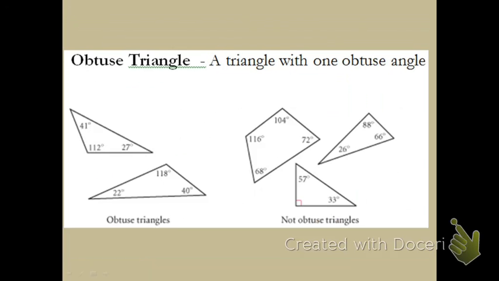An obtuse triangle is a triangle with exactly one obtuse angle. So, on the left you see two examples of that, and on the right you see two non-examples of obtuse triangles. So right now, I want you to think to yourself, and possibly pause the video so I don't give away the answer, of why you can't have a triangle with more than one obtuse angle.